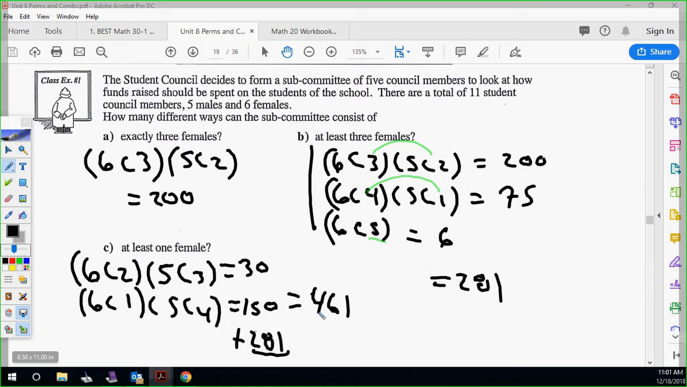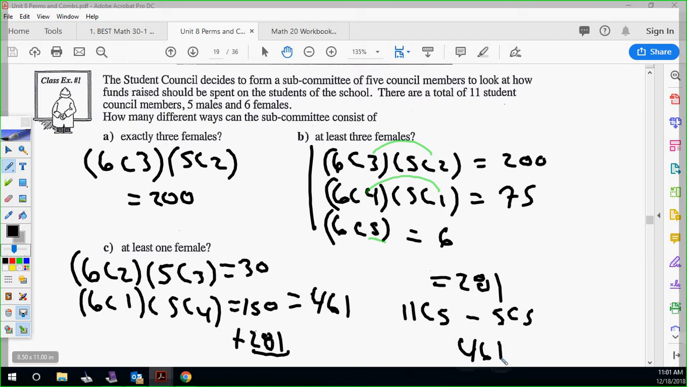Okay, what's another way you could do this? Another way you could do at least 1 female? At least 1 female, you could do no restrictions minus all male. So no restrictions would be our 11 people just choose 5. Doesn't matter, any 5. And minus if they were all male. So all male would be 11 choose 5 minus 5 choose 5, which gets you 461.